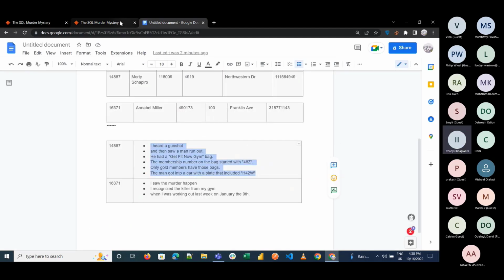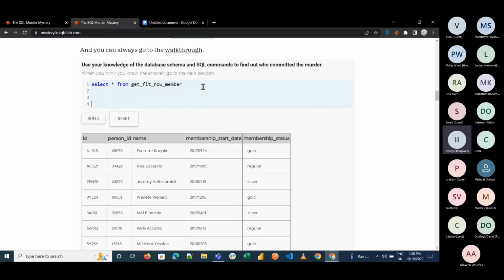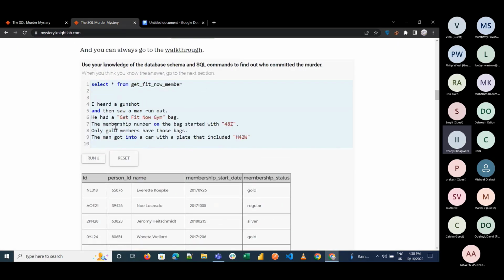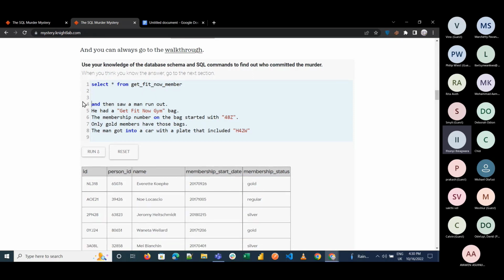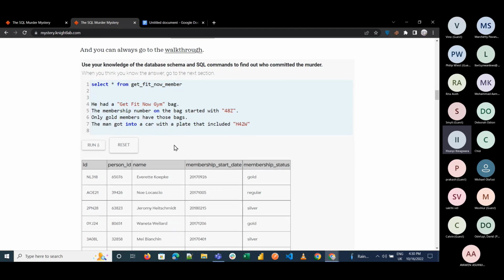Okay, so I copy this and paste it here so that I can explore it one by one. We know it was a gunshot. There's no table here that tells us who can use this gunshot for. All we know is it's a guy, and there's no table for gender or sex here, so we'll take this out because we can't use that. We know the person has a Get Fit Now bag. We're already exploring that table. Okay, great. We know the membership number starts with this.